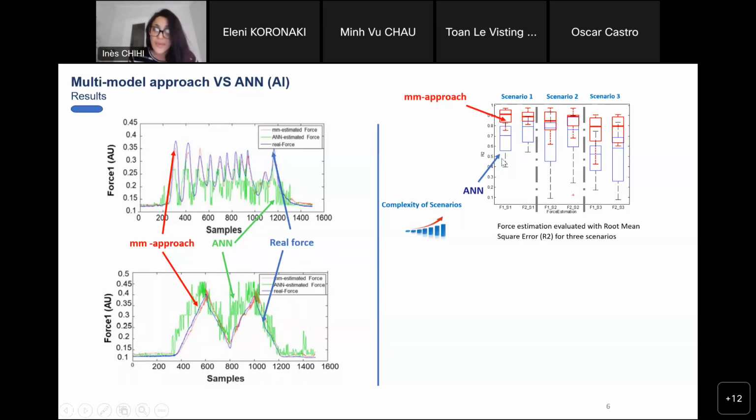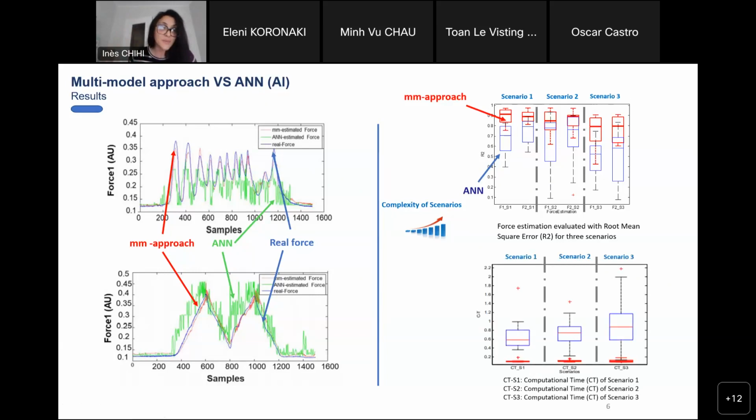So this figure shows, for the ANN approach, the R square and the statistical features, here the root mean square error, for the three scenarios. We can see the difference and variation of the ANN approach across the three scenarios. But for the multimodal approach, we have a constant and very high R square, even for the most difficult and complex scenarios.